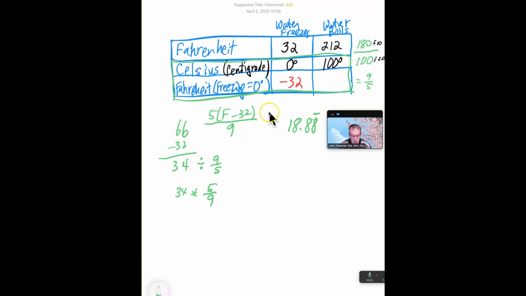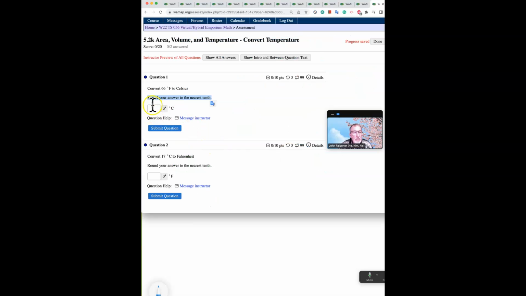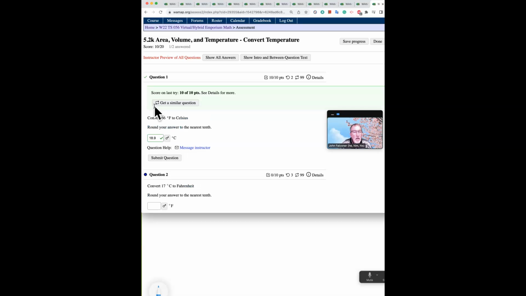We've got 18.88, and I always suggest that you underline the number you're rounding to and draw a little arrow to the one on the immediate right. And if it's 5 or more, then this number that's underlined is going to go up by 1. So we're going to end up with 18.9 as our final answer. Let's go ahead and put that in and see how that works. Okay, awesome. That was correct.